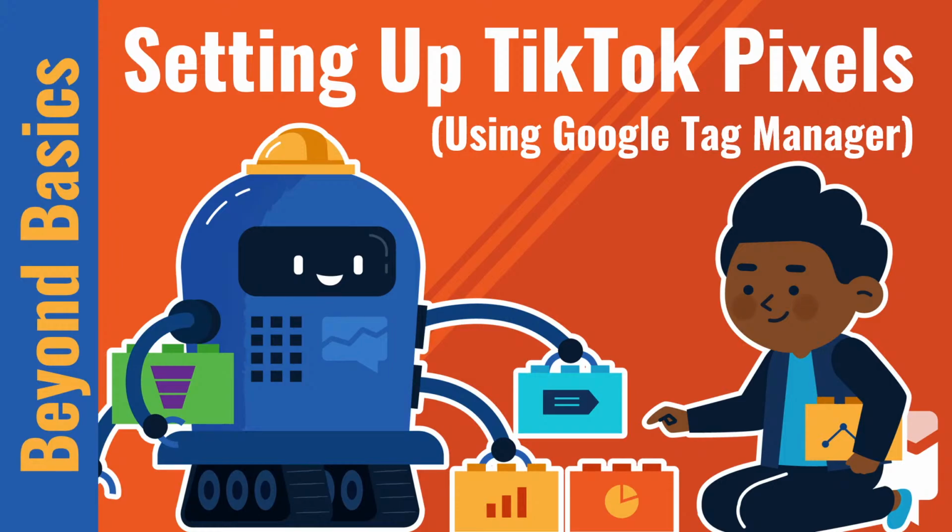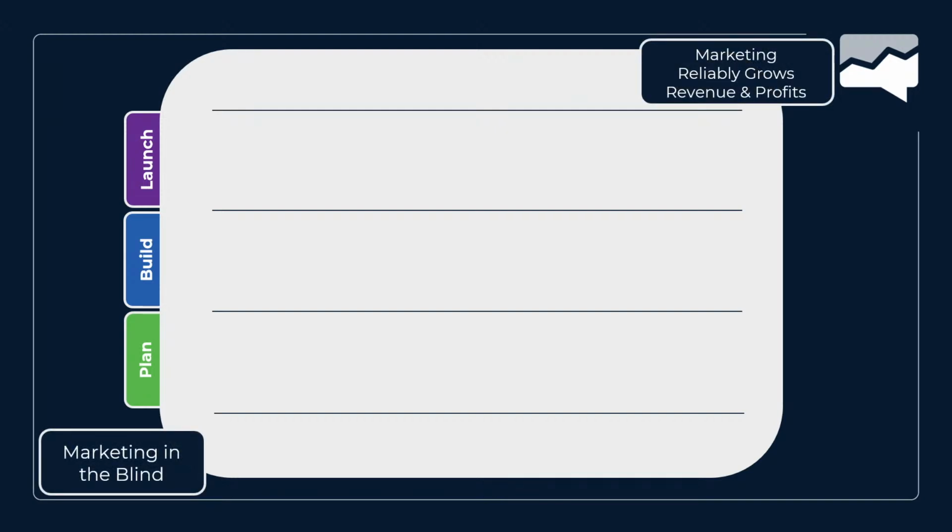Beyond Basics, setting up TikTok pixels using Google Tag Manager. All right, we're going to dive right in as we always do with the framework. Remember, we plan, we build, we launch. Why are we doing that? Because measurement should be taking you from marketing in the blind to just marketing that produces revenue and profits. But how does it do that, right? It's a series of very specific activities in a very specific order.